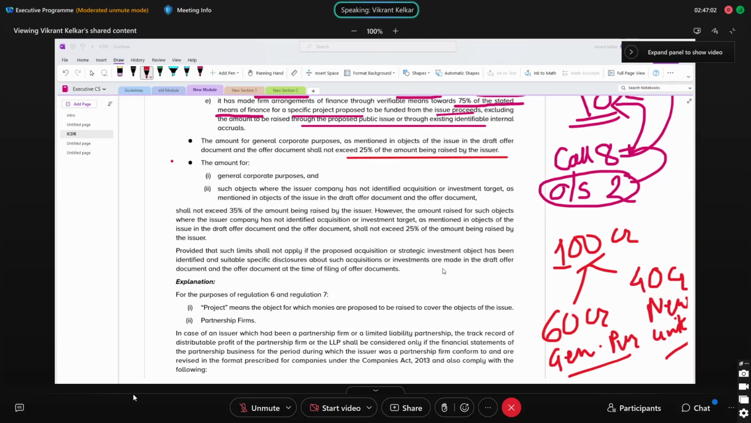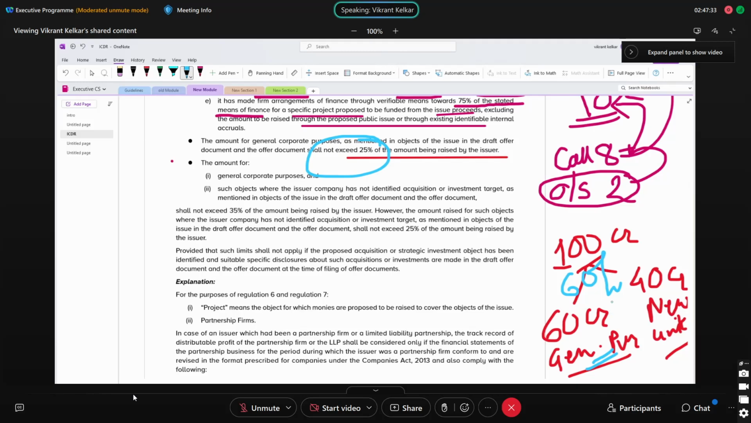Suppose Hana Limited is having a certain kind of problem, and she is raising 100 crore for the sake of what? General purpose. So will that work? Is this allowed? Answer is no. Why? Because you are keeping around how much? 60% of the fund proceeds of the IPO for general purpose. So such a big amount for general purpose is not allowed. How much maximum is allowed? Not exceeding 25%.